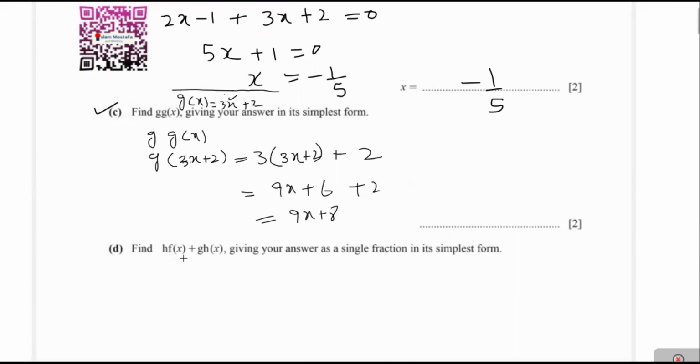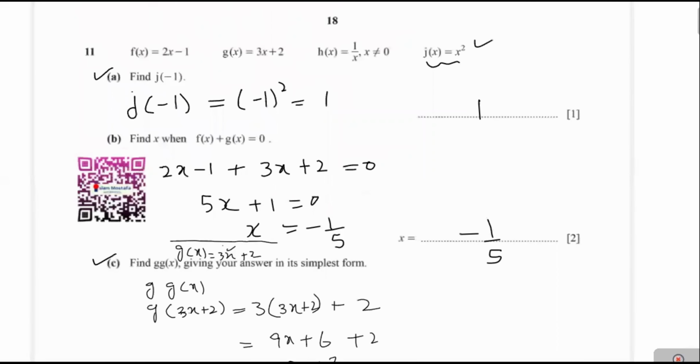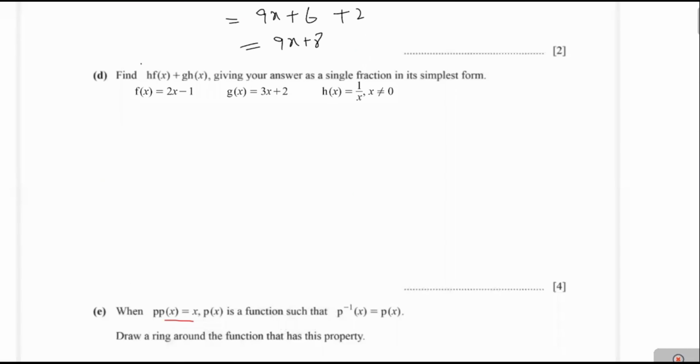Next is hf of x plus ghf of x. Give your answer as a single fraction. Firstly, we write these functions. Now find hf of x. Now you see here, f of x function is 2x minus 1, plus gh of x, h function is 1 over x, we write it as, and next is h of 2x minus 1.